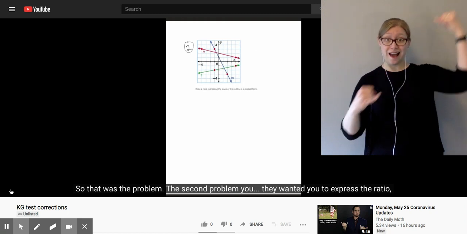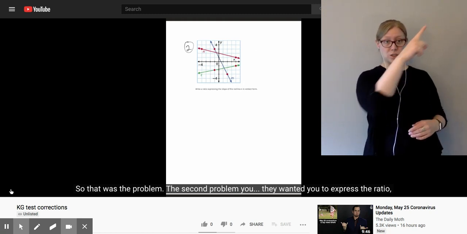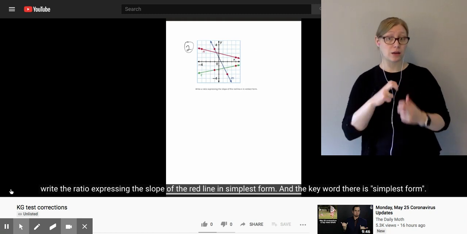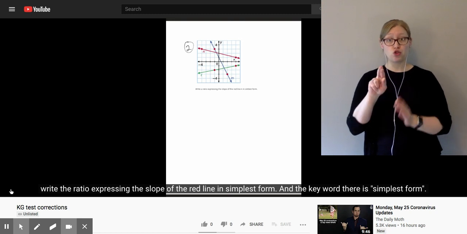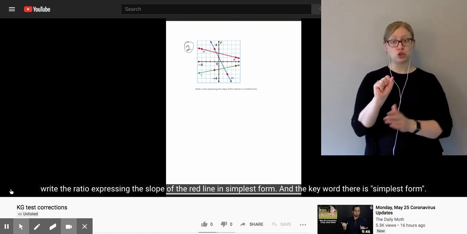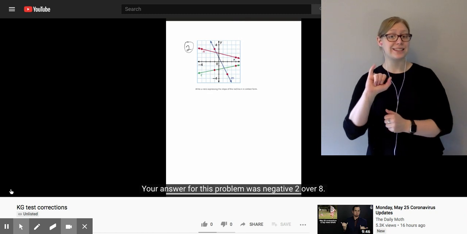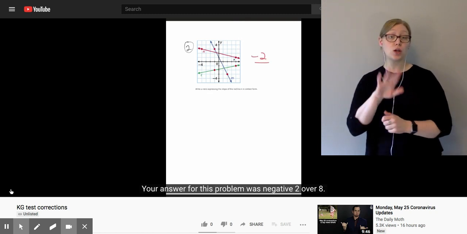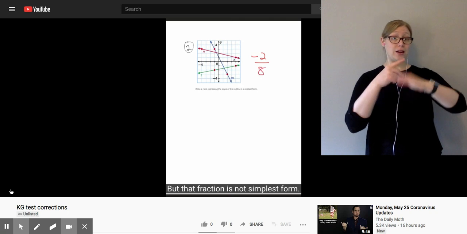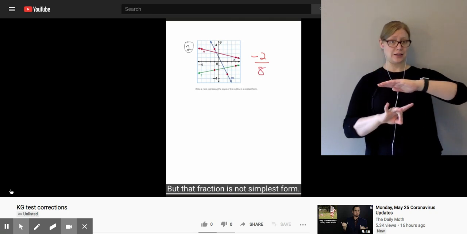The second problem, they wanted you to write the ratio expressing the slope of the red line in simplest form. And the key words there are simplest form. Your answer for this problem was -2/8. But that fraction is not in simplest form.